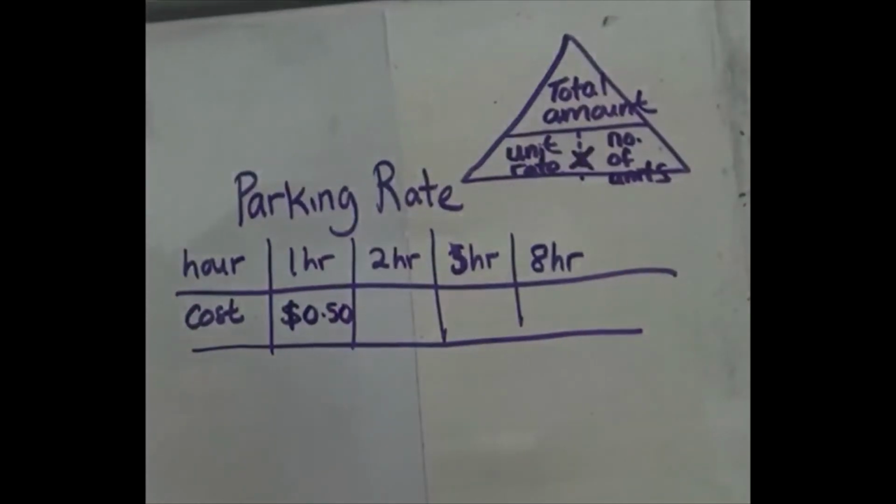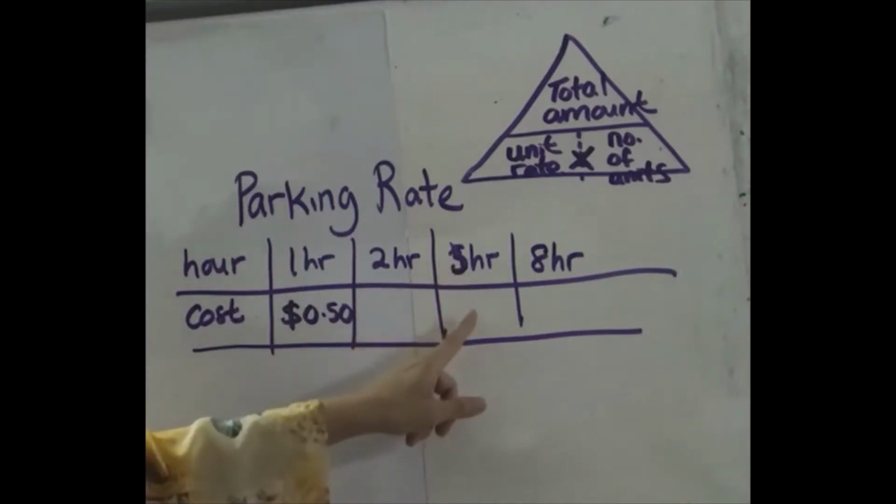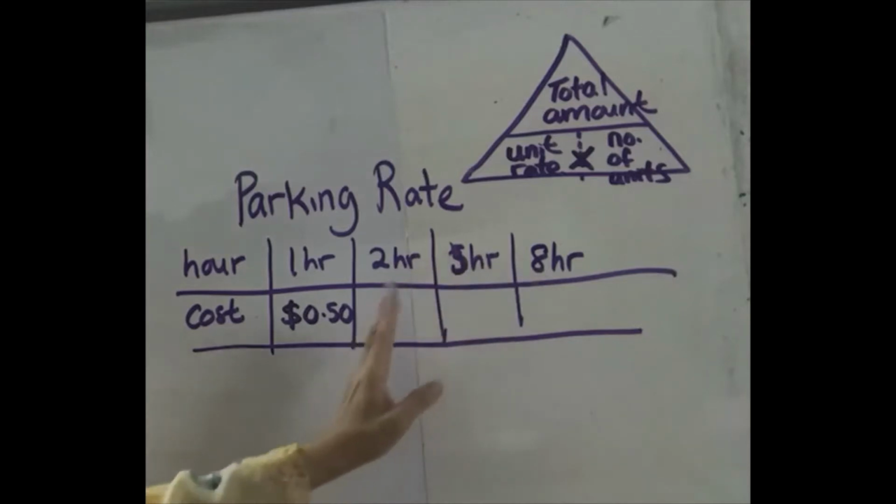Alright, today we're going to do more calculations. We're going to talk about the rate. Here we have an example question, parking rate. The parking rate for an hour is 50 cents. 2 hours we don't know. 3 hours, 5 hours we don't know, and 8 hours we don't know. We're going to work out the amount.